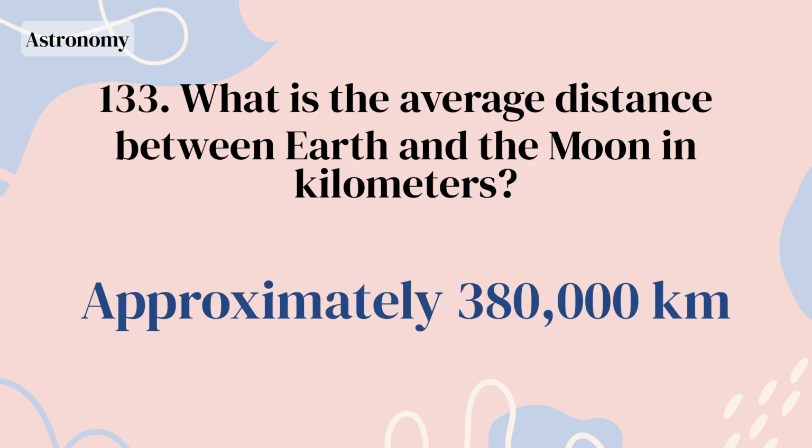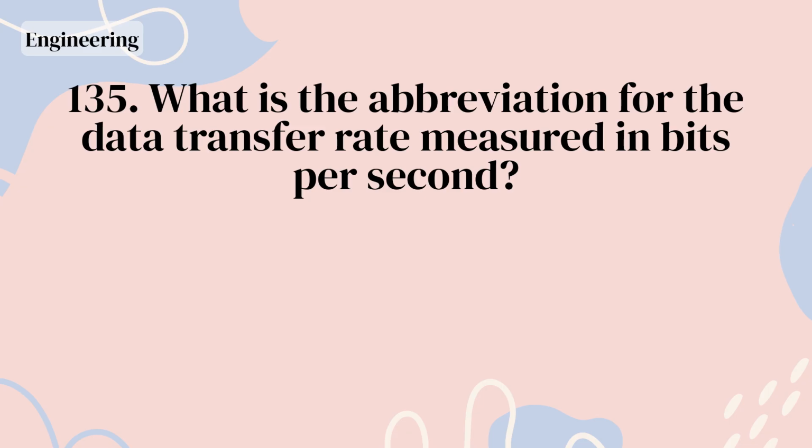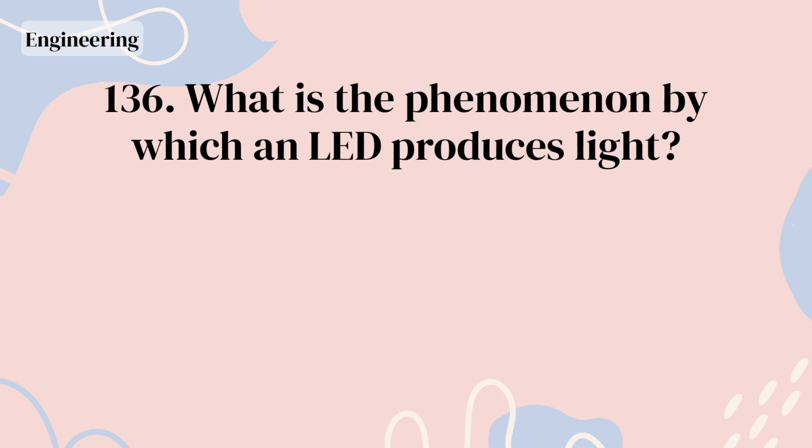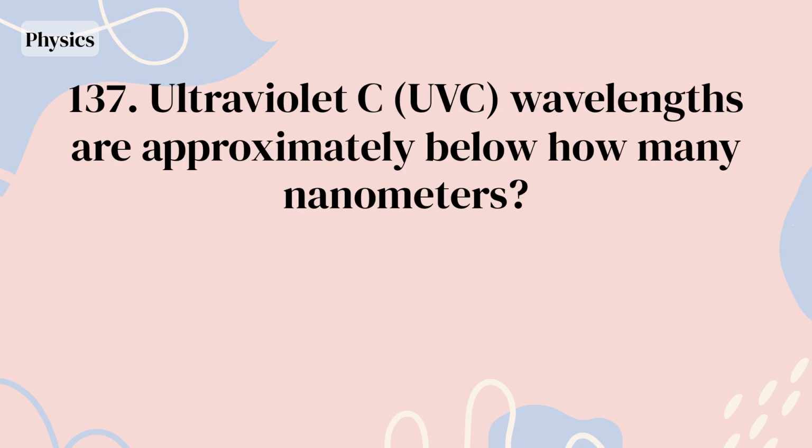Approximately 380,000 kilometers. What is the term for a circuit condition in which resistance is effectively zero? Short circuit. What is the abbreviation for the data transfer rate measured in bits per second? BPS. What is the phenomenon by which an LED produces light? Electroluminescence. Ultraviolet C, UVC, wavelengths are approximately below how many nanometers?